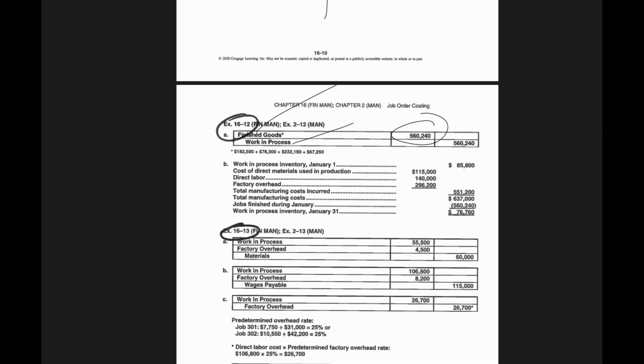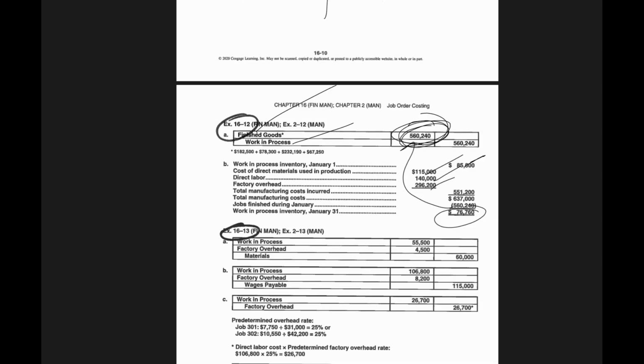Letter B, determine the cost of the unfinished jobs. Well, again, we had $85,800 at the beginning. It's on the bottom of page 823. We added those three costs of direct materials, direct labor, and overhead. Then we took away $560,240. So what is still left in WIP? $76,760.